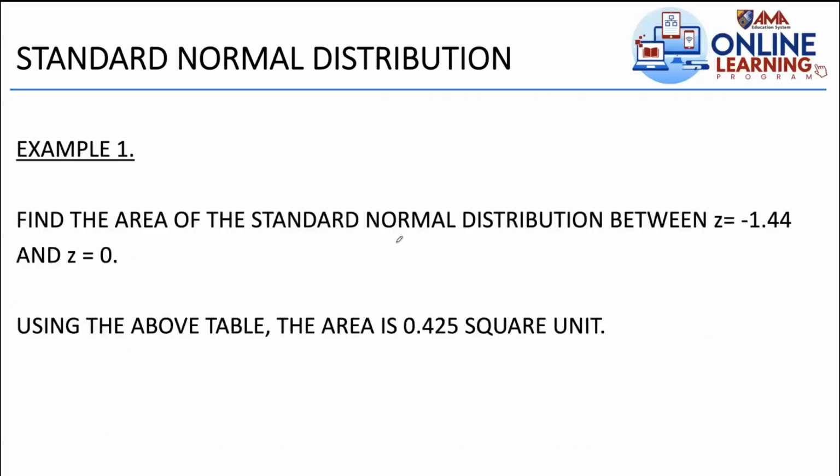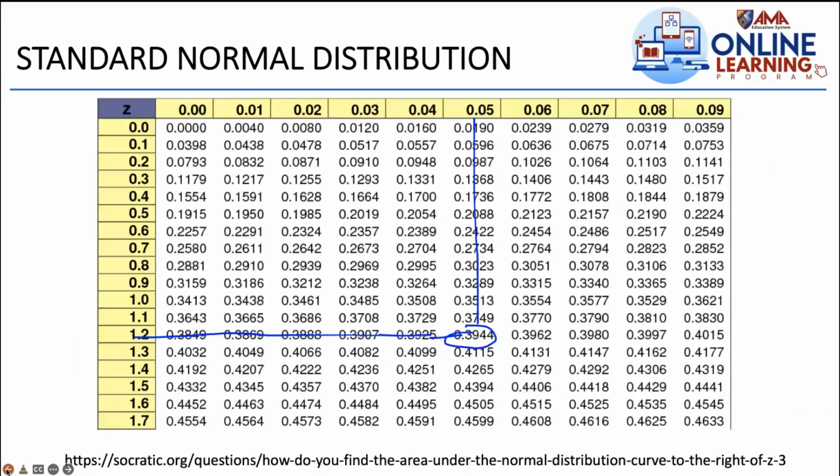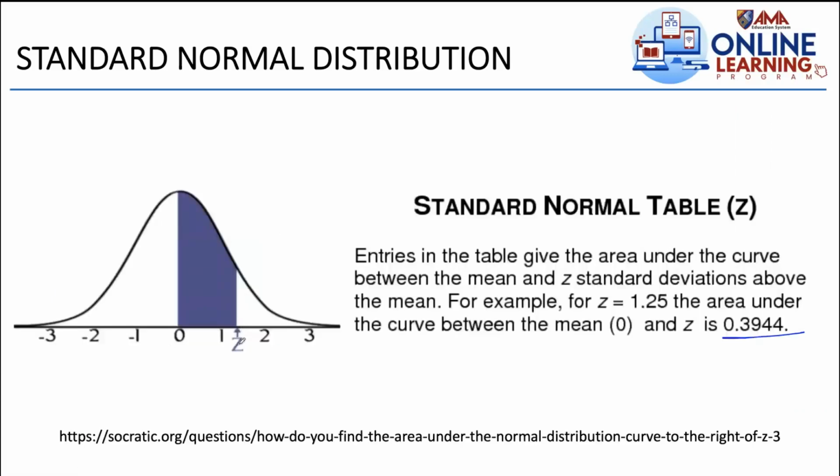For example, this problem, find the area of the standard normal distribution between this and z equals 0. So again, this is the same as 1.44 because of the symmetry, no? So what do I mean by that? For example, this one is 1.25. There's a negative 1.25 here, no? With the same area because of symmetry. So what's the area here? If it's negative 1.25, also 0.3944. So the area from negative 1.25 to 1.25 is times 2. You add the two areas.